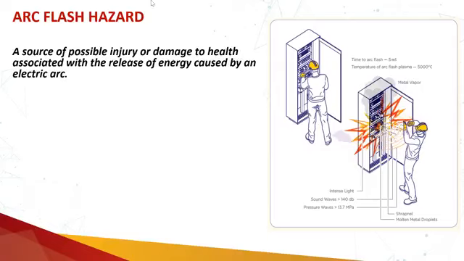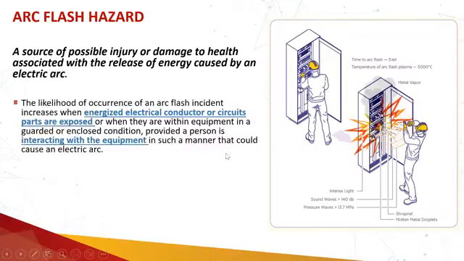equipment failure. Due to this electric arc, energy is released, and the temperature can rise up to 5,000 degrees centigrade, or in Fahrenheit, it could reach 35,000 degrees. The time for an arc flash is less than 5 milliseconds. There is intense light, a sound wave greater than 140 decibels, and a pressure wave is also released. Shrapnel and molten metals are also released during this course of action. So the likelihood of occurrence of an arc flash incident increases when energized electric conductors or circuit parts are exposed.